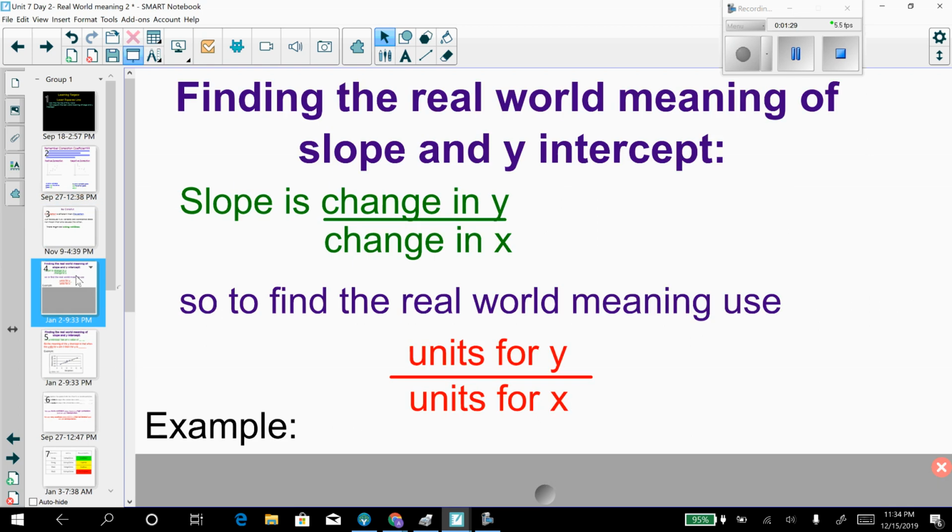So moving on to our newer material today, we are going to be talking about the real world meaning of slope and y-intercept. And if you recall, slope is the change in y over the change in x. Notice how y is on the top and x is on the bottom. So to find the real world meaning, we're going to use whatever the units are for y divided by the units for x. So same thing as up here, y is on top, x is on the bottom.